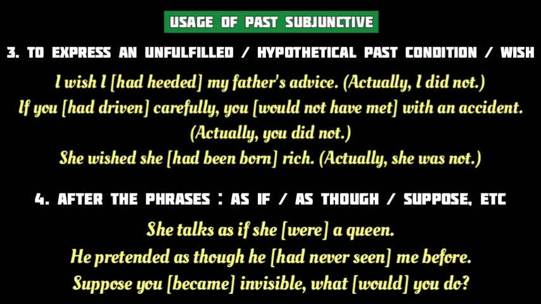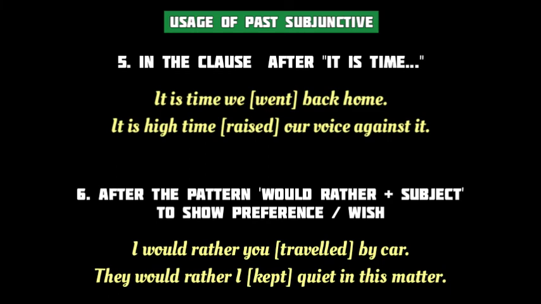Similarly, after the expression as though, the verb had never seen is in the past subjunctive mood, showing unreality. And in the last sentence, after the expression suppose, the verb became is in the past subjunctive mood, showing imagination. After the expression it is time or it is high time, the verb in the following clause is always in the past subjunctive mood. It conveys a sense of urgency here. The verbs went and raged are in past subjunctive mood in these sentences.